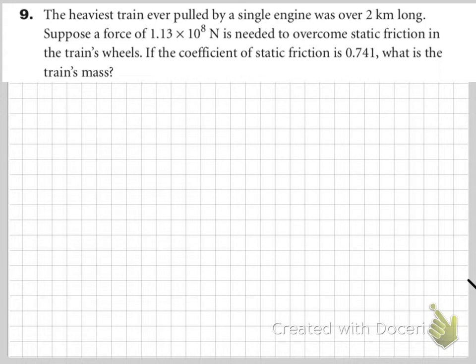This is number 9, where we have the heaviest train ever pulled by a single engine, which was over 2 kilometers long. That's crazy. Suppose a force, well, that's also crazy, 1.13 times 10 to the 8th newtons is needed to overcome static friction in the train's wheels. We're given the coefficient of static friction, and we want to find the train's mass.